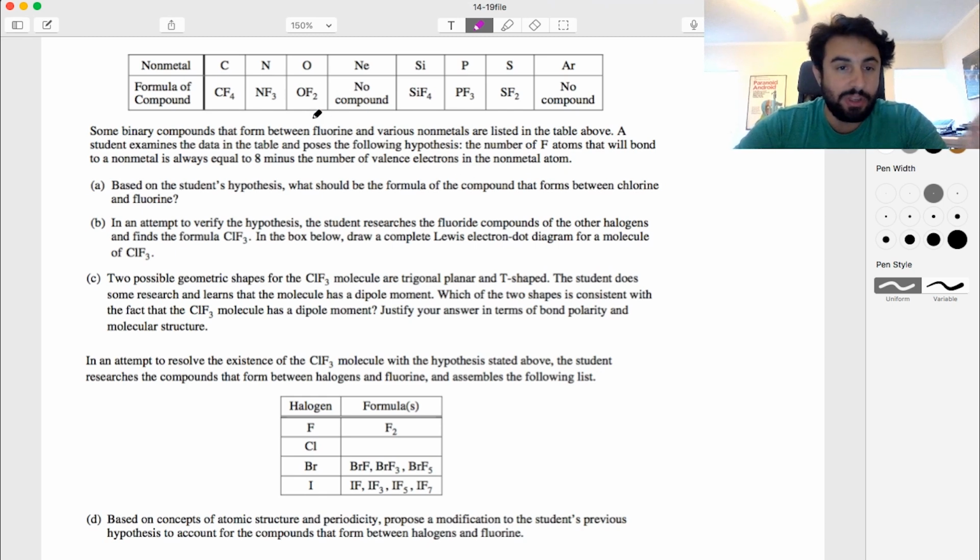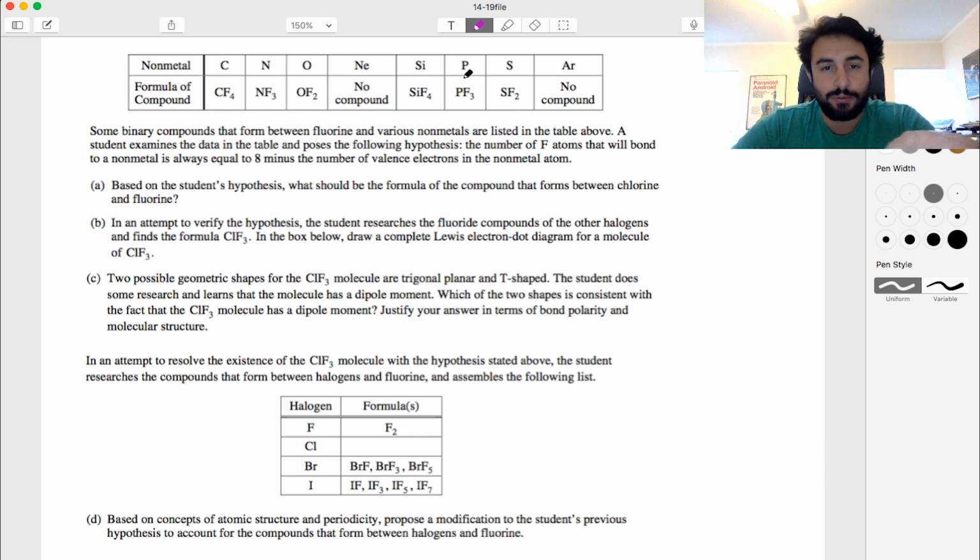So that seems to work here because carbon has 4 valence electrons. 8 minus 4 is 4, 4 fluorines. Nitrogen has 5 valence electrons. 8 minus 5 is 3, 3 fluorine atoms. Oxygen has 6, so we get 2. Neon has 8. 8 minus 8 is 0, so no compound will form.